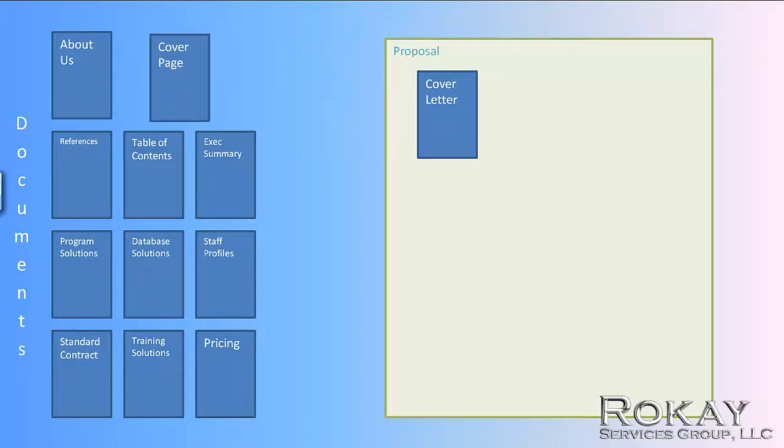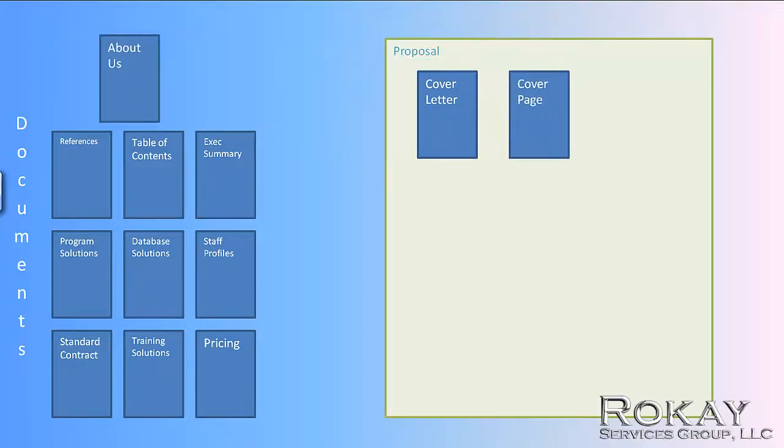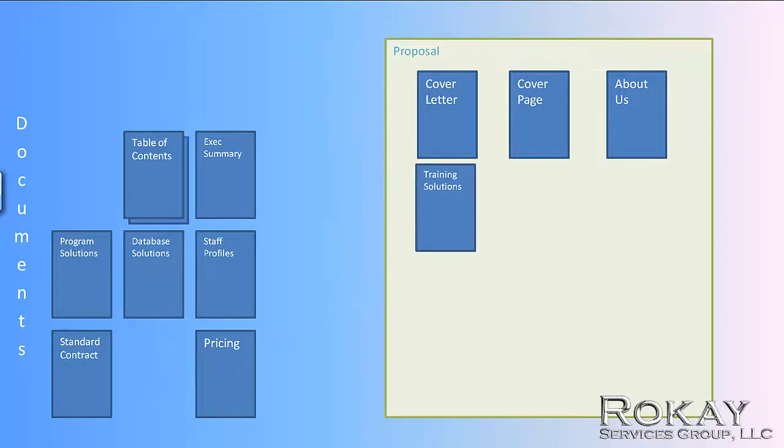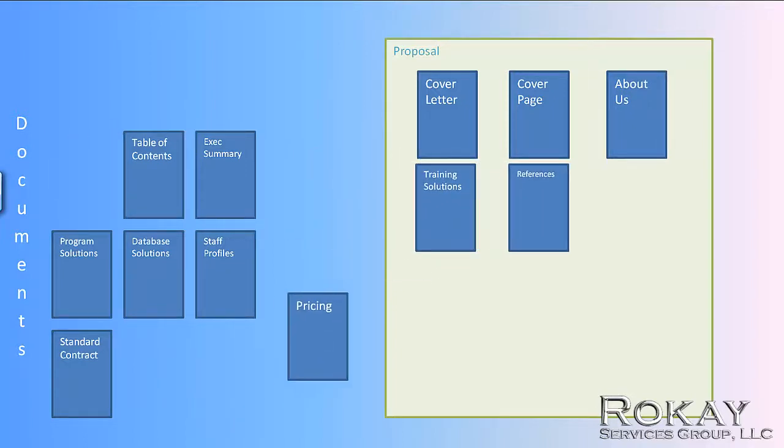Right now, I'm selecting the ones I want to use for this proposal. When the wizard compiles my proposal for me, it's going to find the documents I selected and bring them into the one single proposal. There are a lot of great benefits to this approach. One, if I ever change our About Us section, I just have to open that one About Us document, edit it, and save it. I don't have to do anything to the wizard.